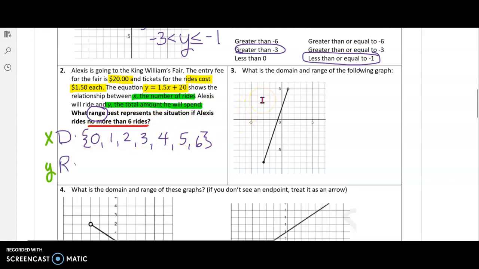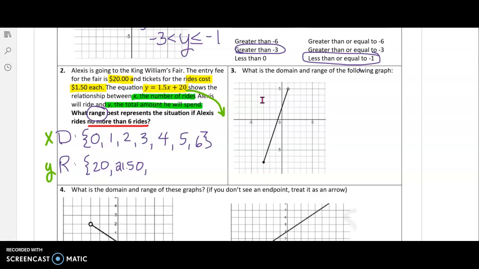So how much would that cost? Okay, so if I were using this equation to help me, $1.50 times 0 rides plus $20 is $20. So for 0 rides, she still has to pay to get in, remember, even if she doesn't have any rides. Now, instead of replacing x with 0, replace it with 1. So for 1 ride, it would be $21.50. And then replace that x value with 2, and so on. So I'm going to do that. I'm going to write down the answers for that.